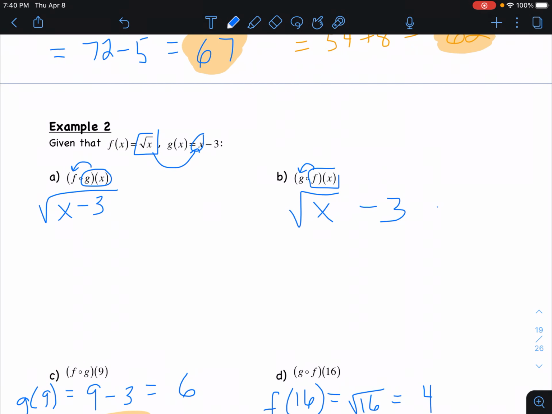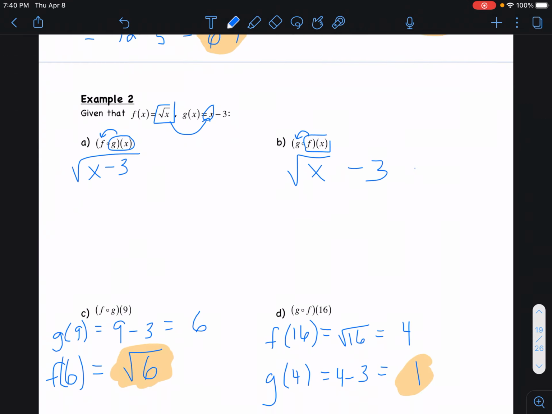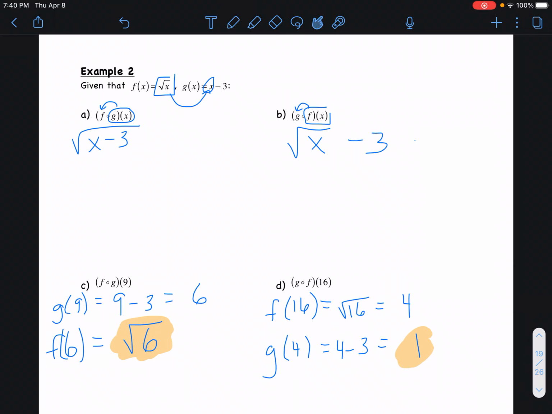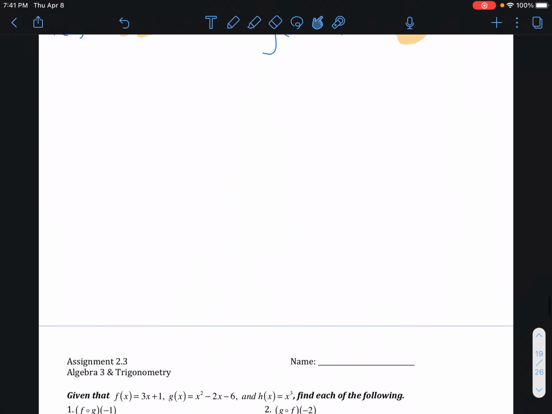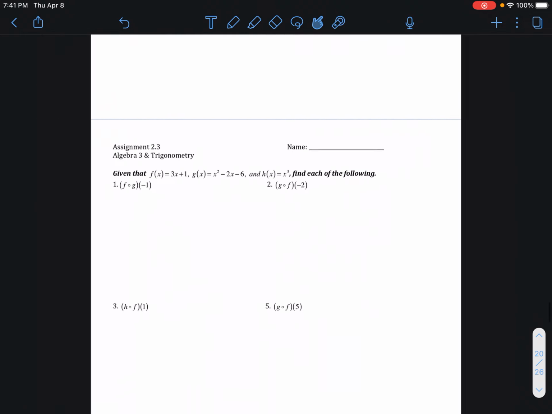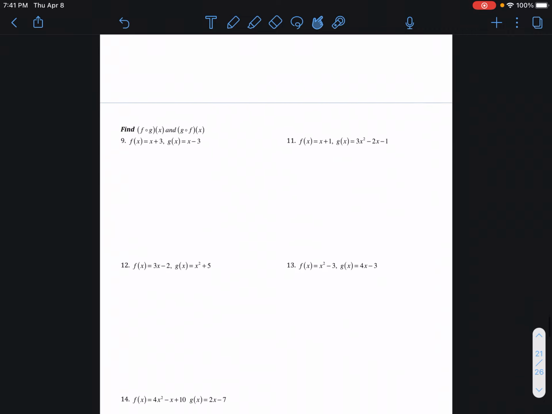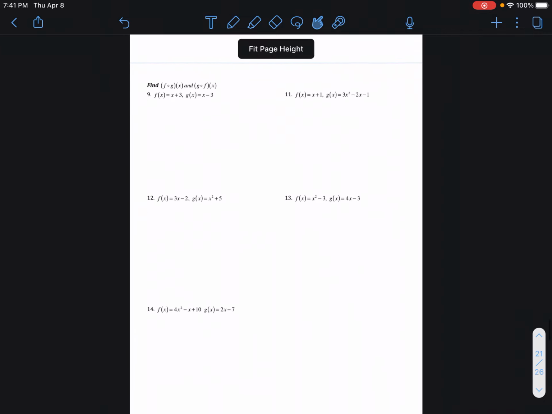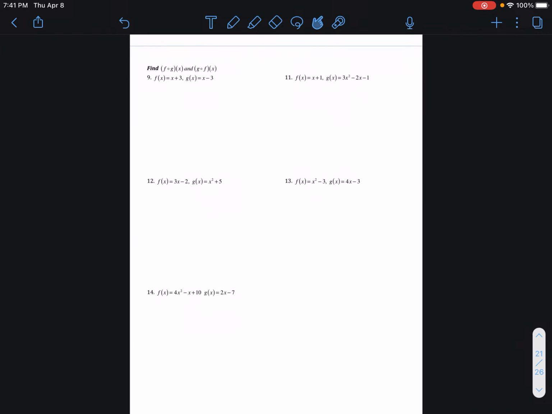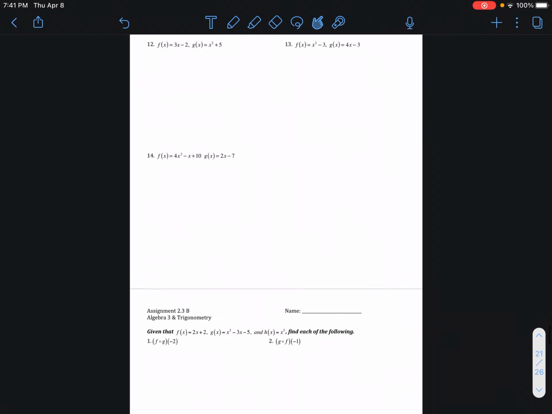Okay, guys, and that was pretty much it. That was function composition, a refresher from Algebra 2. So just remember, it's the letter on the right goes into the letter on the left. So my little lesson part today, part 2, should prepare you to go down into assignment 2.3, and you should be prepared to do numbers 9 through 14.